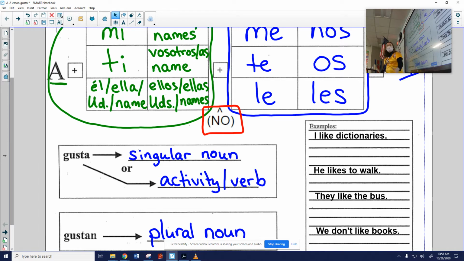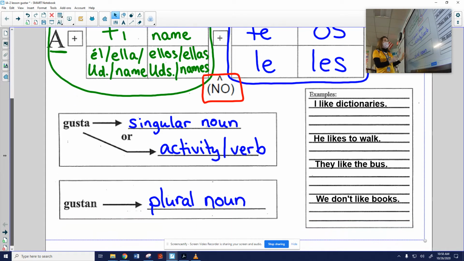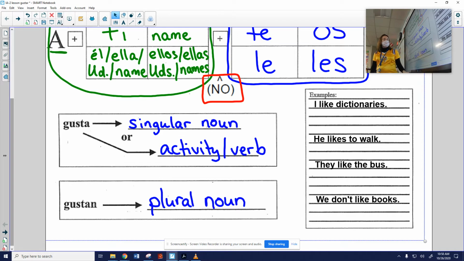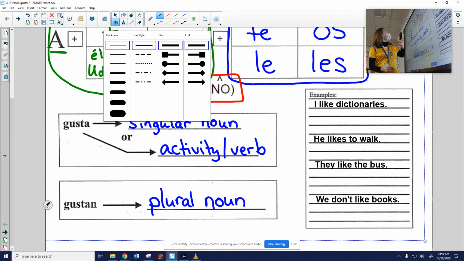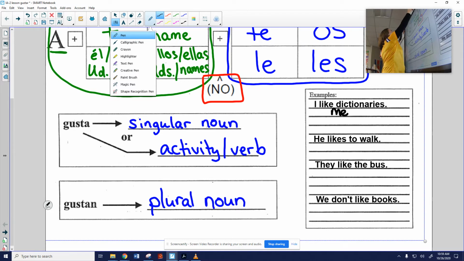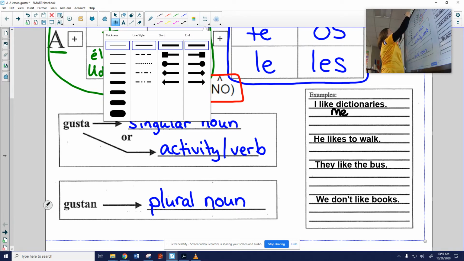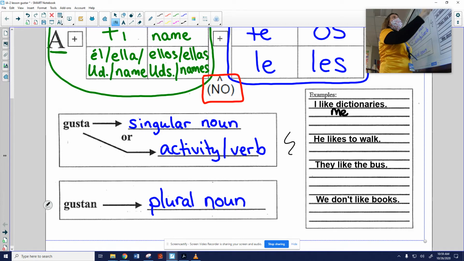Let's try it. Bien? ¿Cómo se dice en español? I like dictionaries. ¿Cómo se dice? What color do I want? Let's use black. I like dictionaries. To say I like, which indirect object pronoun are we going to use? Me, te, le, nos, os, les? Me. There we go. Me.